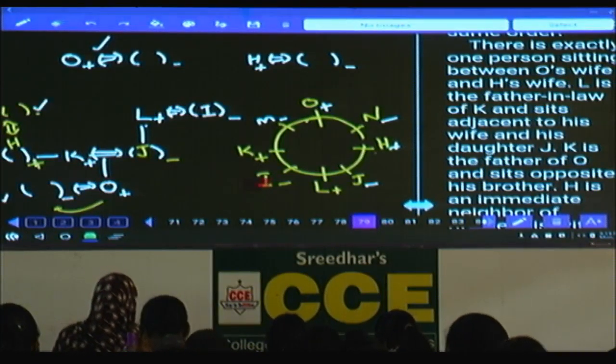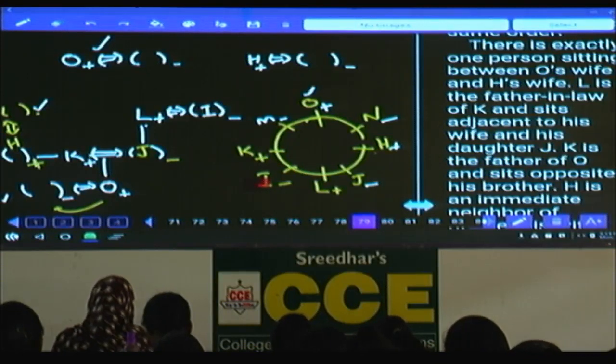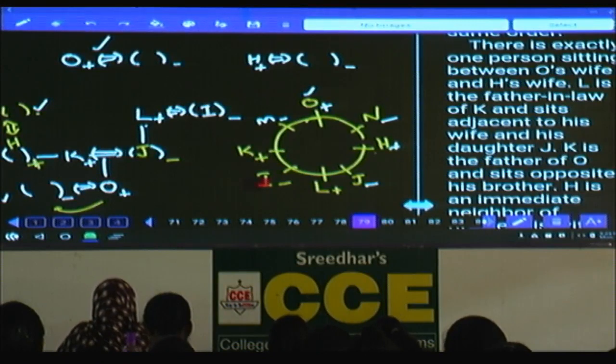Besides O and H's wife, two persons are left. Who are those two? M and N. Now there must be exactly one person between M and N. Who is that person? O. There is exactly one person between O's wife and H's wife.